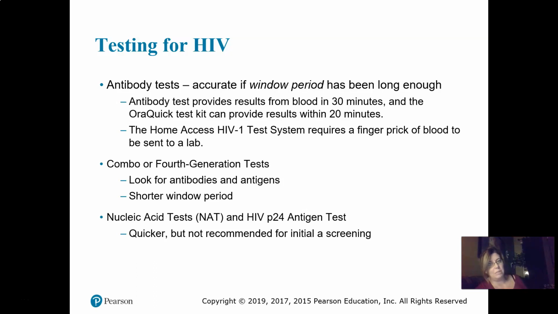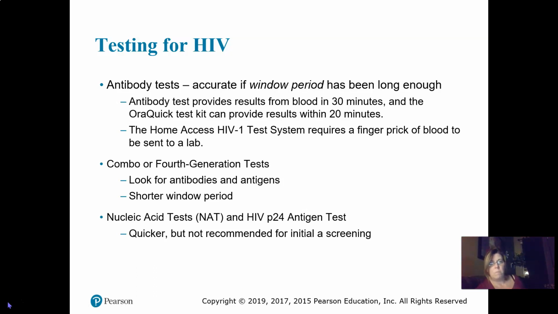So antibody test provides results from blood in 30 minutes. And the OraQuick test kit can provide results within 20 minutes. So the Home Access HIV test system requires a fingerprick of blood to be sent to a lab. There are combo or fourth generation tests which look for antibodies and antigens, and there's a shorter window period. There's also a nucleic acid test and HIV P24 antigen test. They're quicker but not recommended for an initial screening.